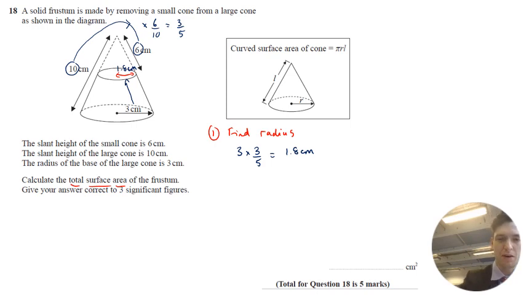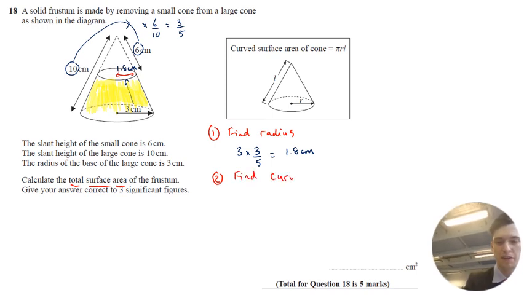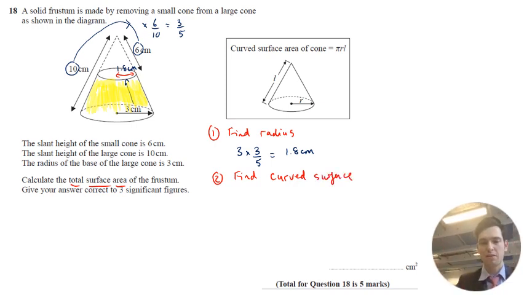Now, my second mark is going to be to start finding my surface area. So let me get my highlighter out and let me actually highlight the surface area. I'm going to start off with this bit in yellow here. That bit here is not the whole surface area, but that bit there is the curved surface area. That's the bit around the outside of the frustum. Find the curved surface area.